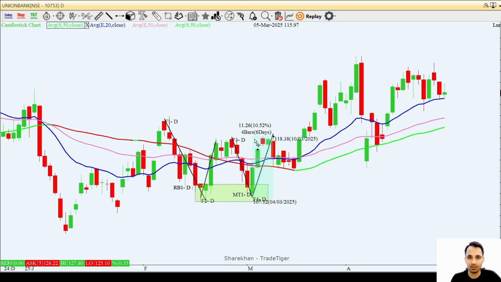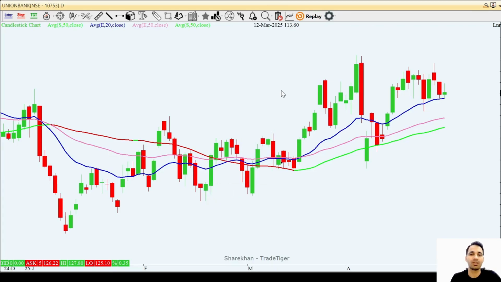It is almost 10%. It gave you a move of 10% in 1, 2, 3, 4 trading sessions. So this is how a reversal point works. Now let's look at the second point, the candlestick patterns.